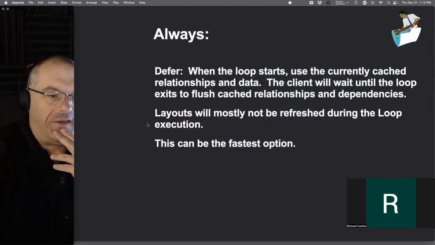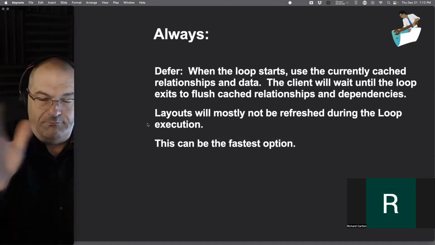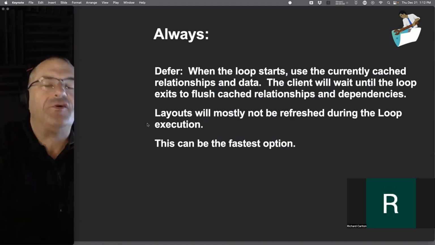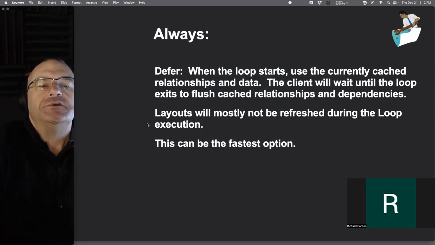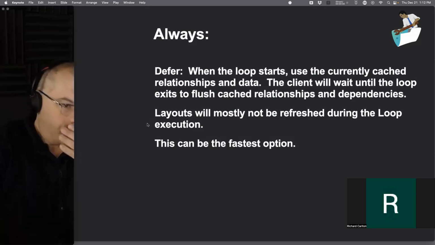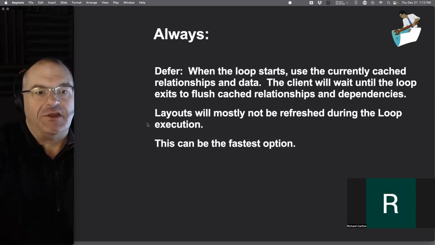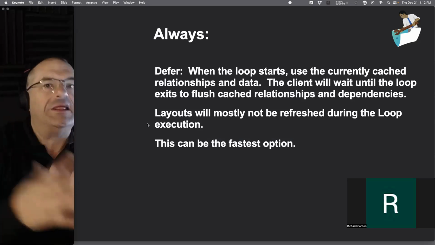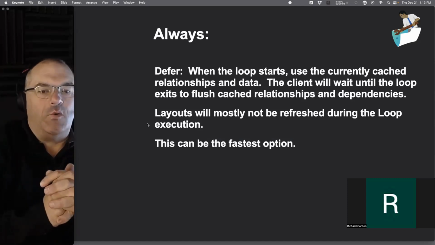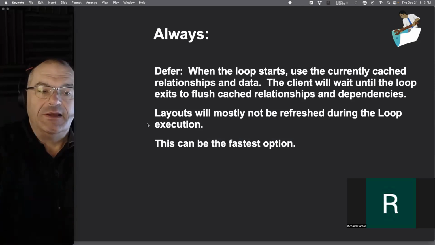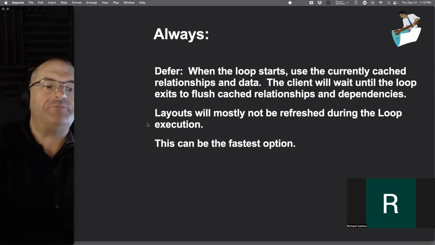Okay, I'm going to hit the next slide here. So this is defer. Always is always blowing out the cache, not really using cache data. Defer is the total opposite. When the loop starts, the client will simply be working with the cached relationships and the cached data at the client level, wherever that client's at. And I say the word client here very specifically. The client will wait until the loop completes. Then once it's complete, it pushes the data back to the server and all the dependencies are updated.